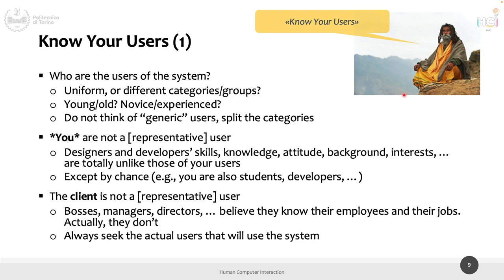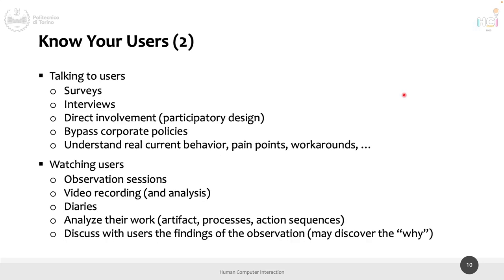And if you're in a company, also the client or the boss or the manager or the director are not the representative user. They often believe that they know, oh, but we need this. But often they don't. And also in that case, it's always better to get, if possible, the actual final user of the system or the application you're thinking of. So the two categories: talk with people and observe what they are doing.